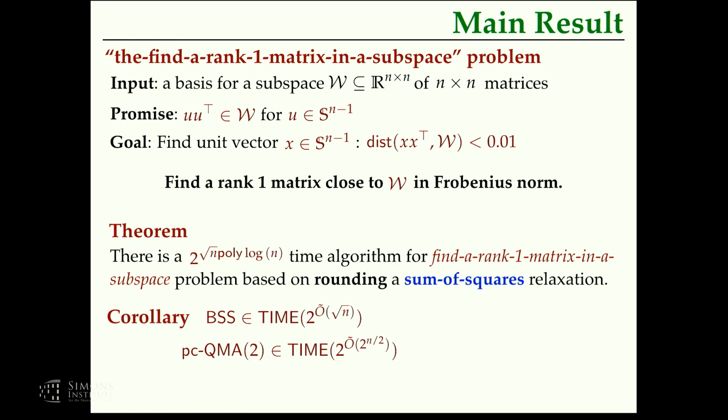Okay, that brings me to the main result. The main result is a slightly non-trivial algorithm for this problem. This is going to be a 2 to the root n time algorithm, up to polylog factors, for this find a rank 1 matrix in a subspace problem. And this is going to be based on rounding some sum of squares relaxation for this problem. There are some quantum corollaries that we can safely ignore. Great.